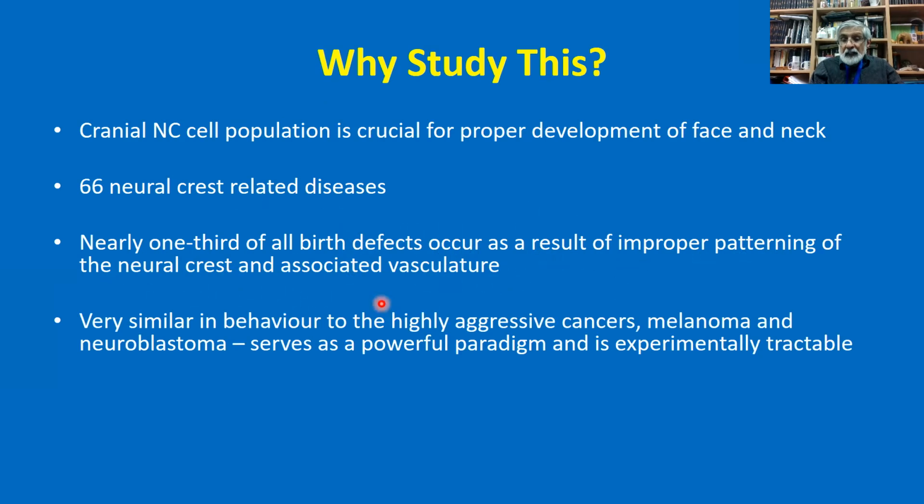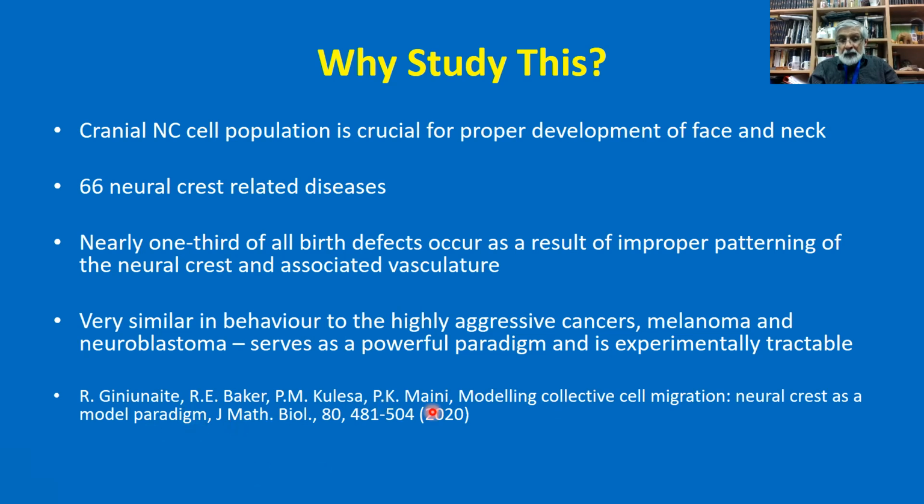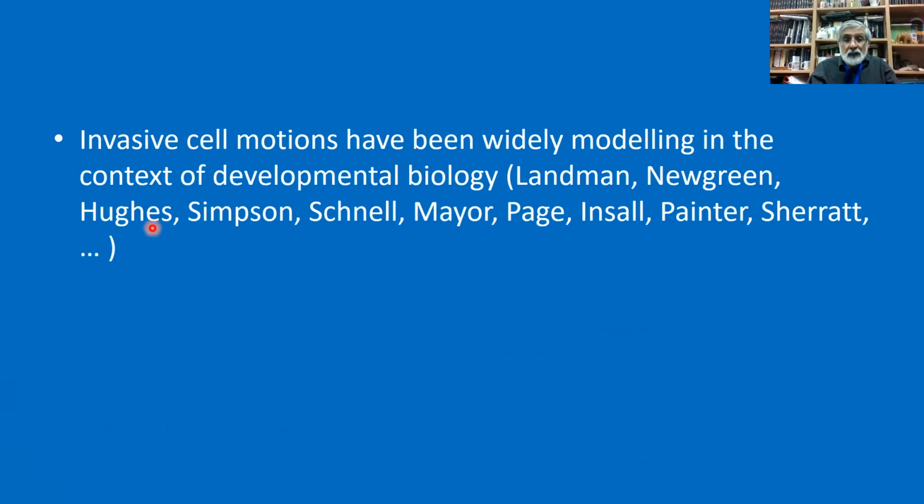Another reason for studying it is that neural crest cells are very similar in behavior to melanoma and neuroblastoma, highly aggressive cancers. It serves as a very powerful and useful paradigm for invasive movement in general, and is experimentally tractable. In this review article, we've summarized what we see as the mathematical challenges in dealing with this problem. And I should mention that lots and lots of people work in this area, and this doesn't even begin to list the number of modelers who work in this area.